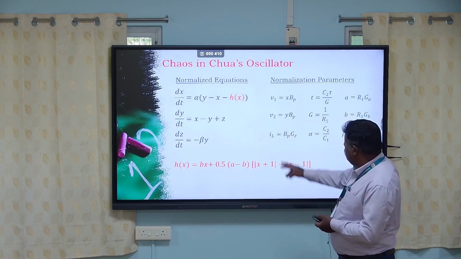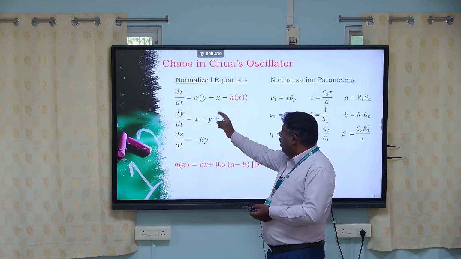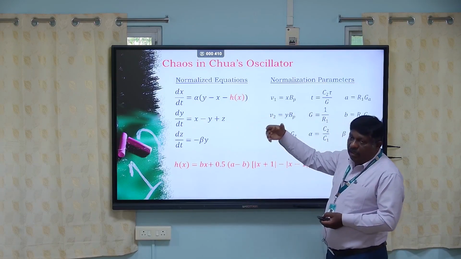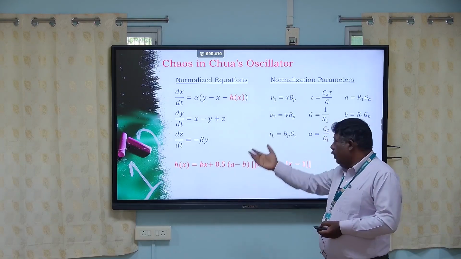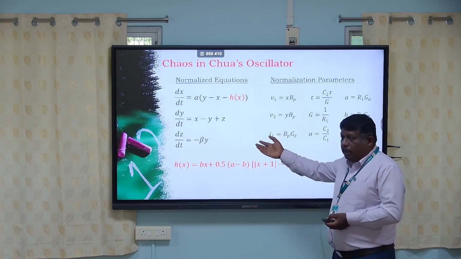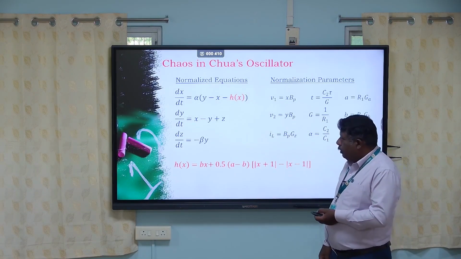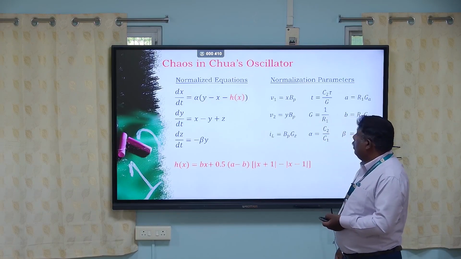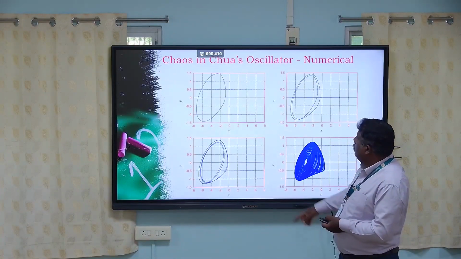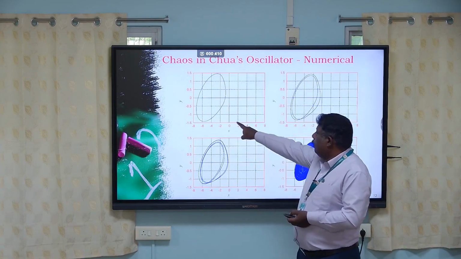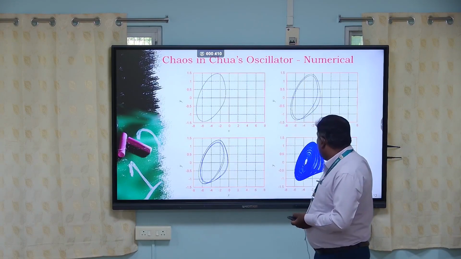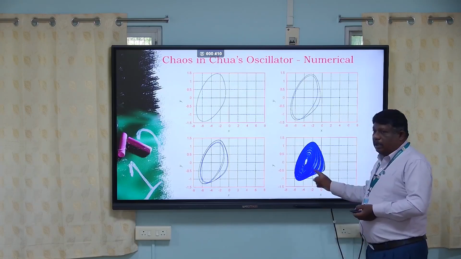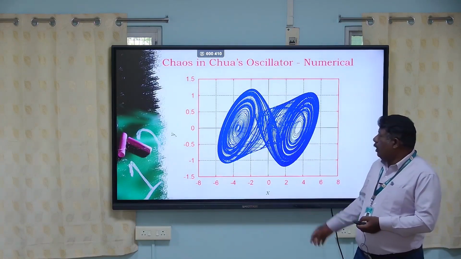So by using this normalized equation, we can use any software to get the solution. So we wrote it in Fortran 95, and from that we got the results. So this is 1T, this is 2T, this is 4T, and this one is the single scroll attractor, and the double scroll attractor.